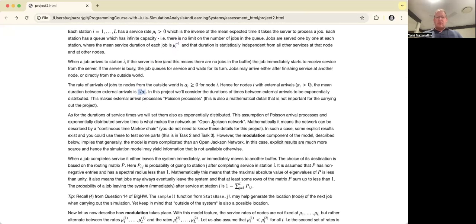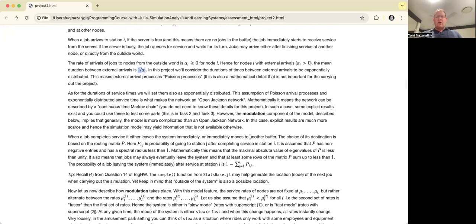And what we have here is also modulation. So we'll see about modulation in a second. Now, how do jobs move between stations, between rides, between servers? So when you complete service, you go to this matrix P, and the matrix P has a row. If you complete service at, say, server 7, then you go to row number 7, and you go to the next ride according to the probabilities on that row.